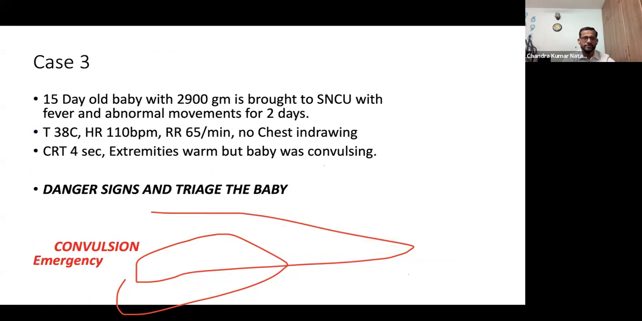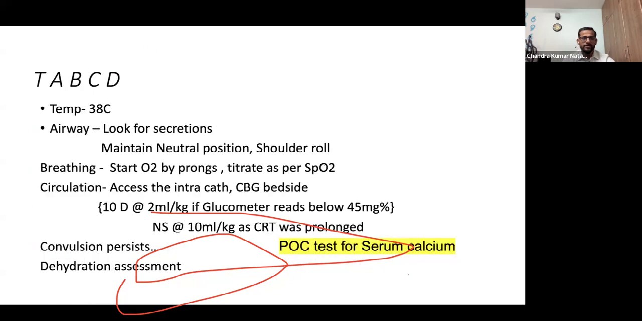Respiratory rate is 65 per minute with no chest indrawing. Capillary refill is 4 seconds. Extremities are warm, but the baby was convulsing. So what is the category here? Any baby with convulsions or coma is considered an emergency.